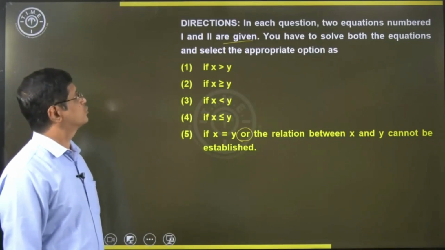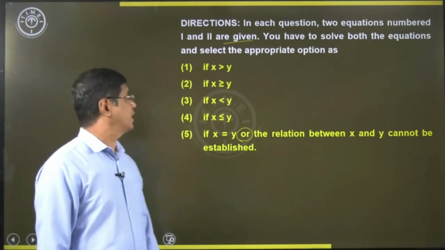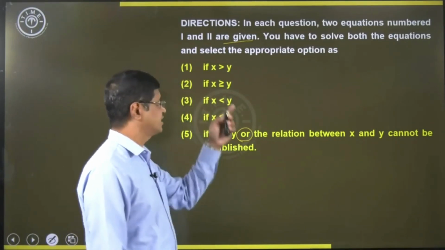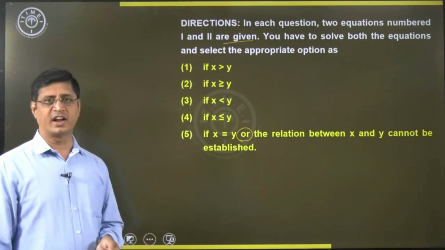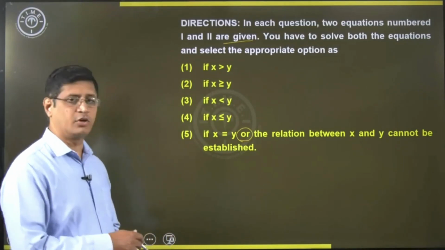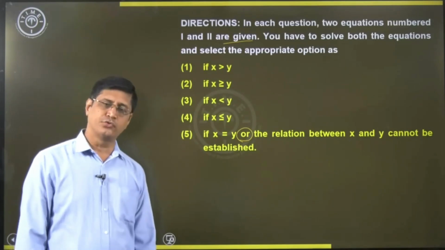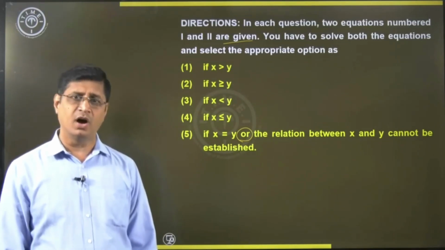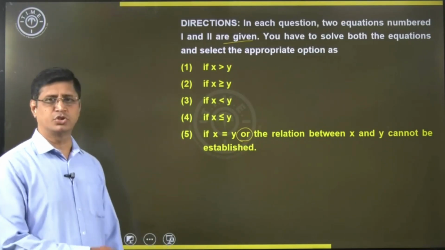Here directions are given. Just look at the directions. In each question, two equations numbered 1 and 2 are given. You have to solve both the equations and select the appropriate option as: Mark the choice 1 when x is greater than y. Choice 2 if x is greater or equal to y. Choice 3 if x is less than y. Choice 4, x is less or equal to y. Choice 5, x equal to y, or the relation between x and y cannot be established. So these are the 5 choices.